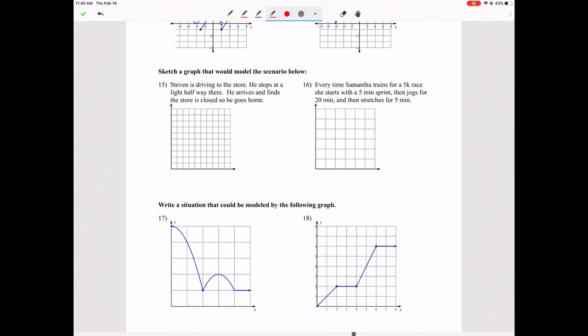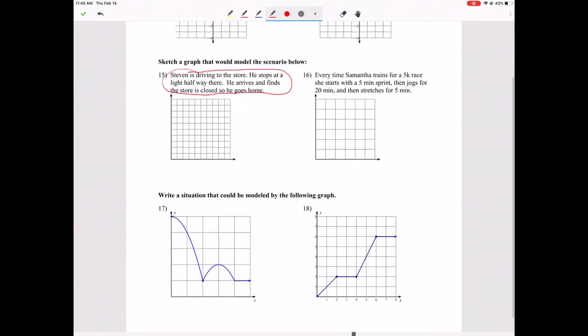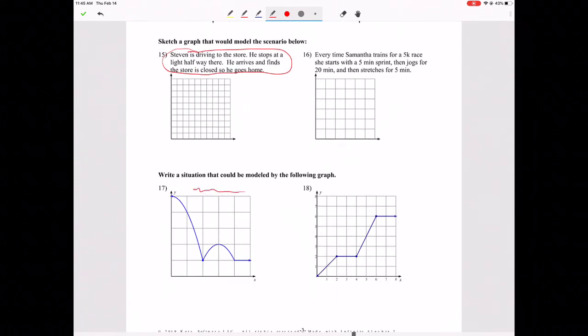Okay, and then here we're just going to sketch the graph based on this wording, just like we did in our notes. And then here we would write down a situation. Okay?